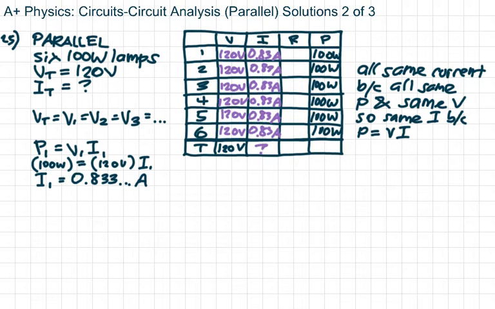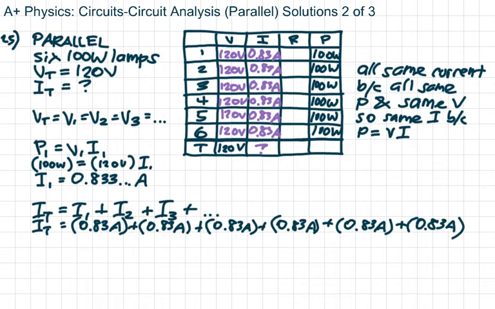But the total current is not equal to the individuals. This is not a series circuit. In parallel, current adds up. I mean, honestly, you could just take 0.83 and multiply by 6, right? And in the end, you wind up with 5 amps for your answer, choice 1.